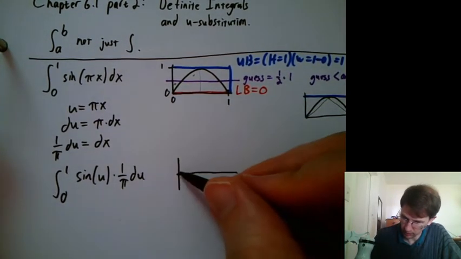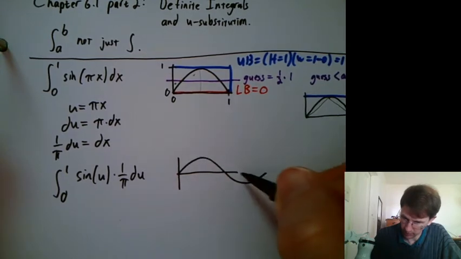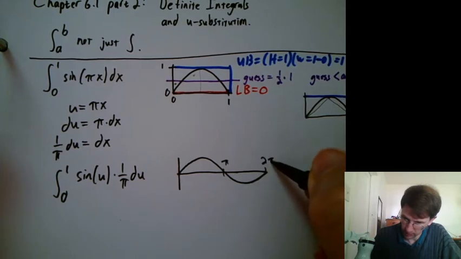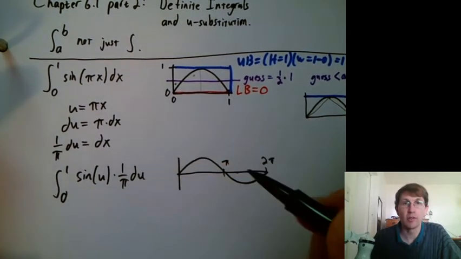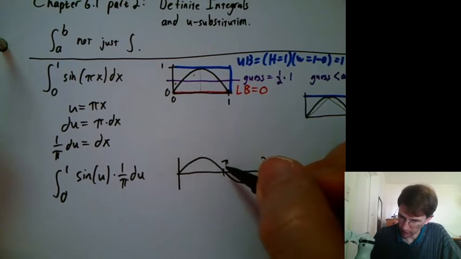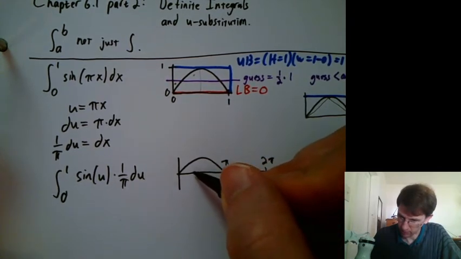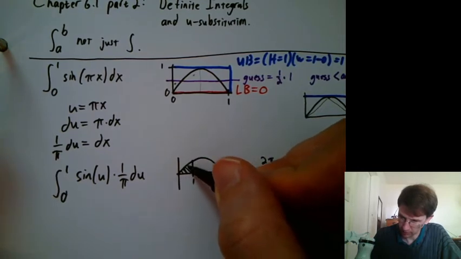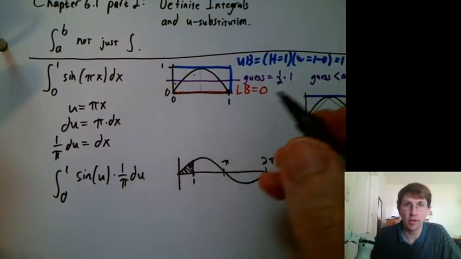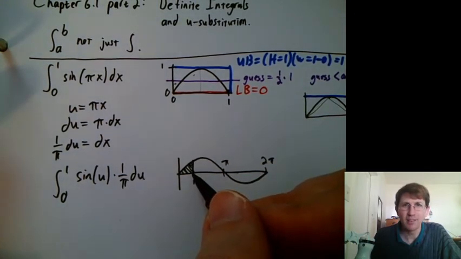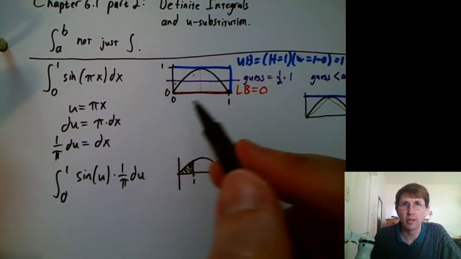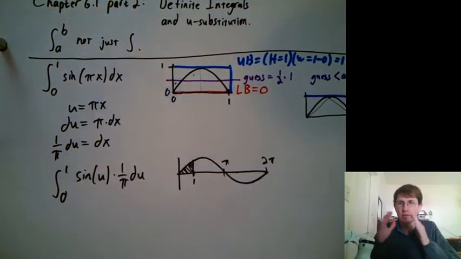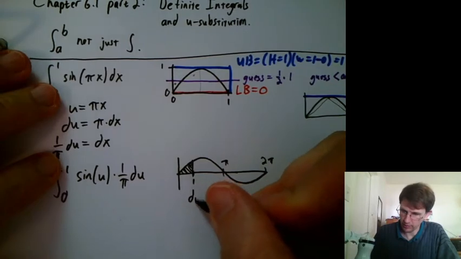Sine of u is a sine wave, right? And here's pi, here's 2 pi. And I'm only going 0 to 1. And so I don't go all the way to pi here, and there's pi over 2, that's 1.5-ish, so I'm actually stopping here. So I'm saying this is the area I want, and that looks like a completely different shape than what we started out with here, even though really all I'm doing is changing the frequency. So it's a different shape.